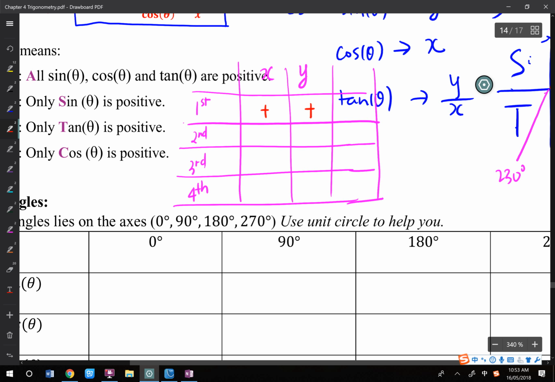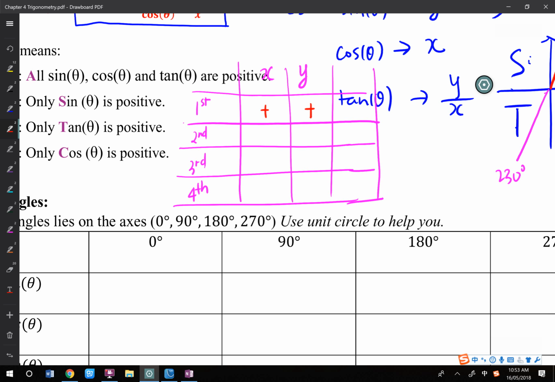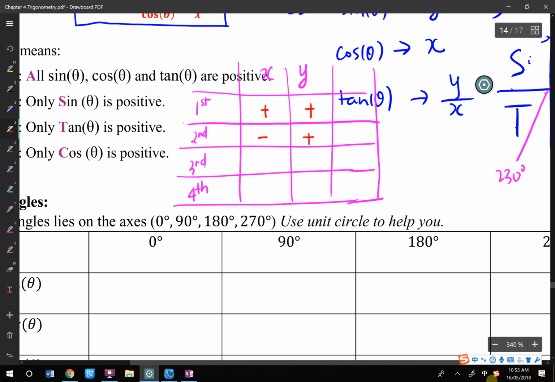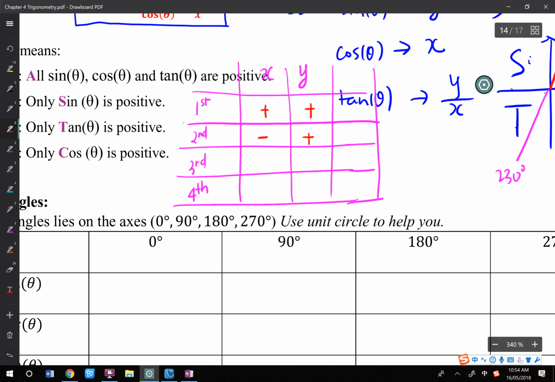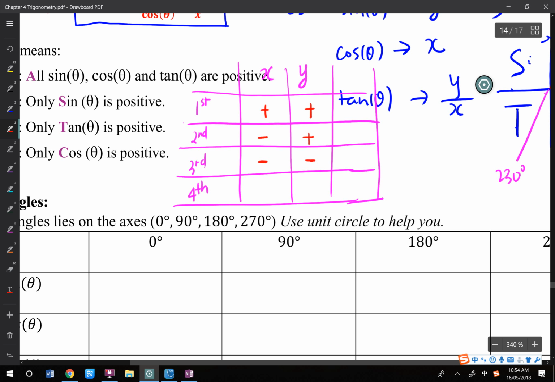Think about in the second quadrant, x and y, whether they are positive or negative. Y is positive and x is negative. How about in the third quadrant? Both negative, and in the fourth quadrant, positive and negative.